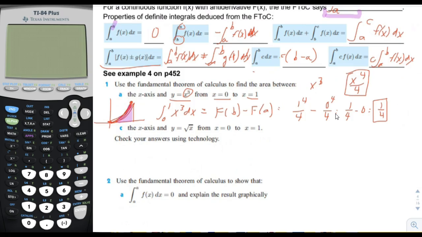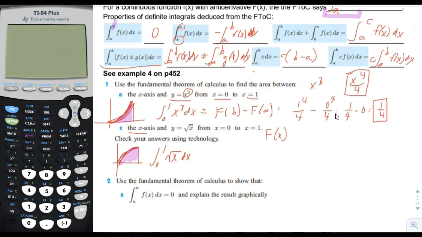Okay? How about c? So we're going to find the area between the x-axis and y equals square root of x. Y equals square root of x, remember, looks like a sideways parabola. So it would be this area here. And so it would be an integral from 0 to 1 of the function square root of x.